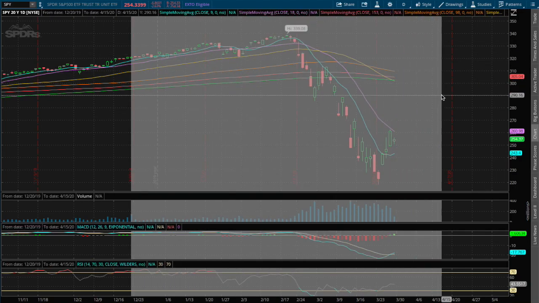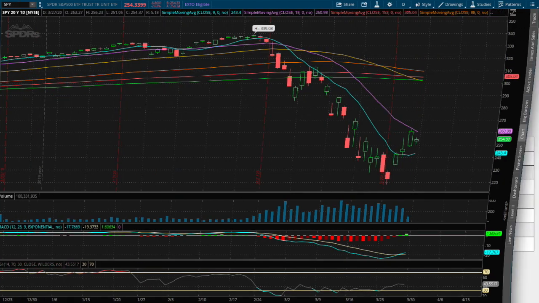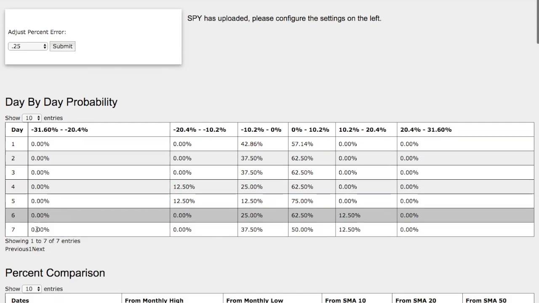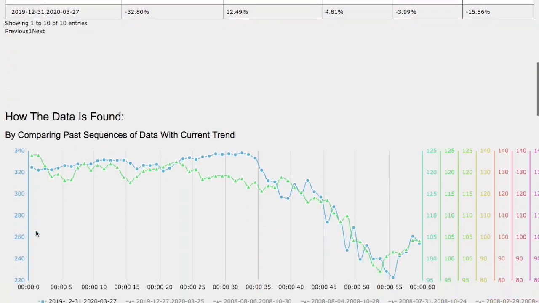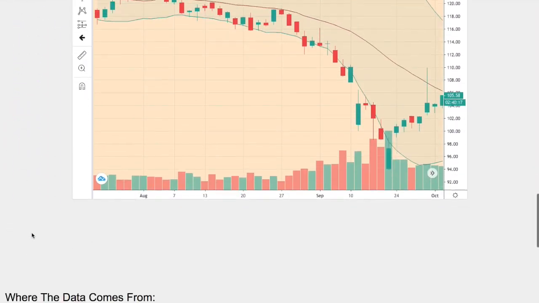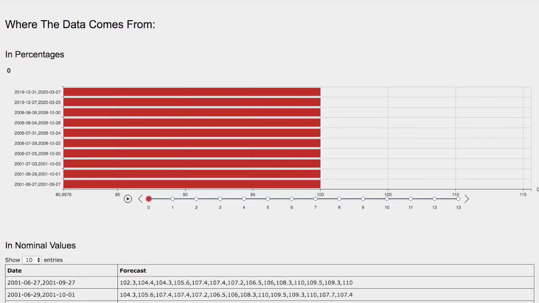Hello viewers, we'll be going over the S&P 500. In this video, we'll be going over the day-by-day probability model, percent comparison, how we find the models, and the day-by-day forecast for the S&P 500.